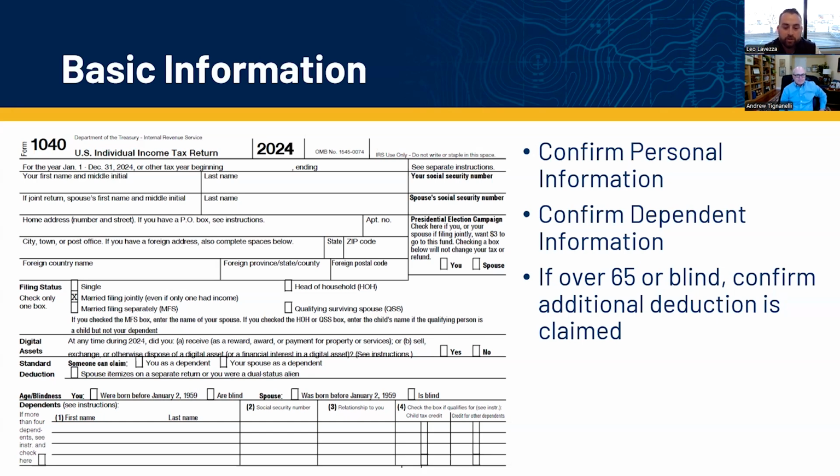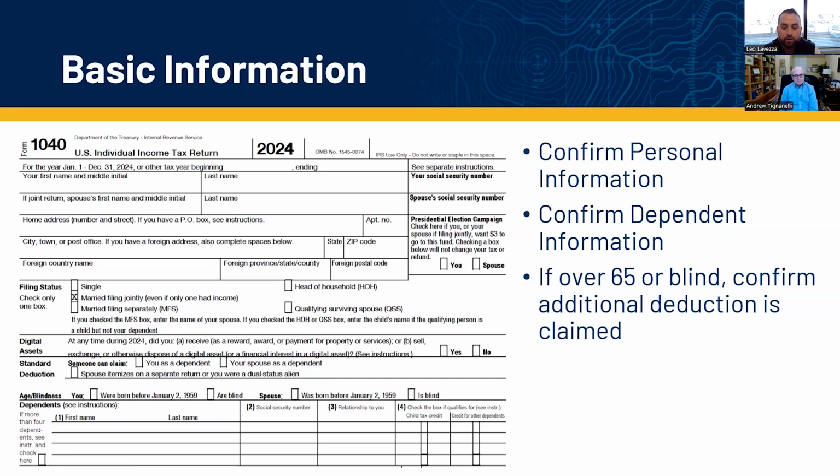Some of the key stuff to look at on the first half of the return is you want to make sure, one, your personal information is correct. You want to make sure your name is spelled right, your social security number is accurate, your spouse's social security number is accurate, your address is accurate. If you are over the age of 65, you want to look at these boxes down here and confirm that these are checked off. Want to make sure that you get that additional deduction if you are 65 or if you're blind. You want to make sure those boxes are checked off as well.